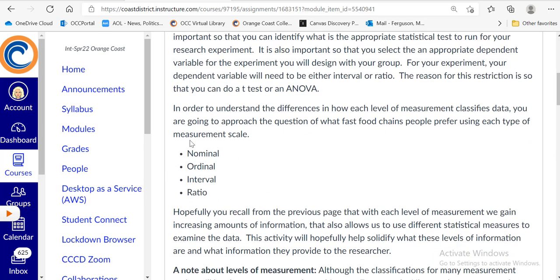Again, you need to know and understand what these are. This lab is not meant to teach you what these different levels of measurement are. It's meant to reinforce that information, give you examples of what they are, and really help you understand that, because you need to know this information as we proceed through the semester.